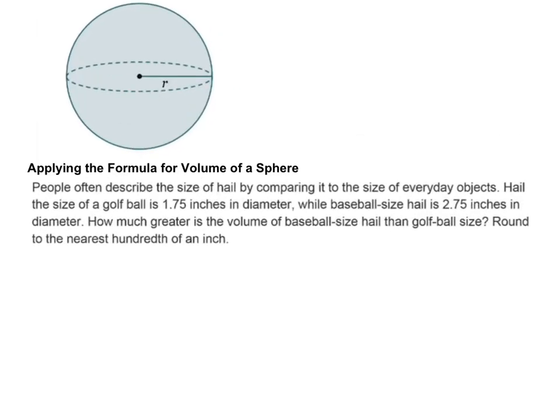So what we have, it says people often describe the size of hail by comparing it to the size of everyday objects. Okay, and hail the size of a golf ball is 1.75 inches in diameter, while the baseball size hail is 2.75 inches in diameter. So we want to know how much greater is the volume of baseball size hail than the golf ball size. Okay, round to the nearest hundredth of an inch.